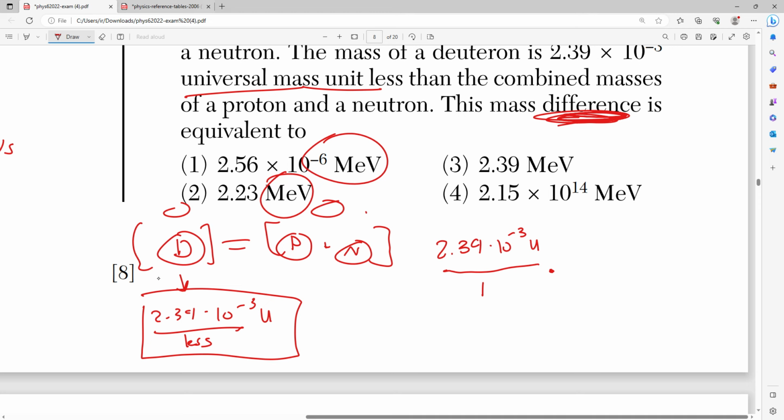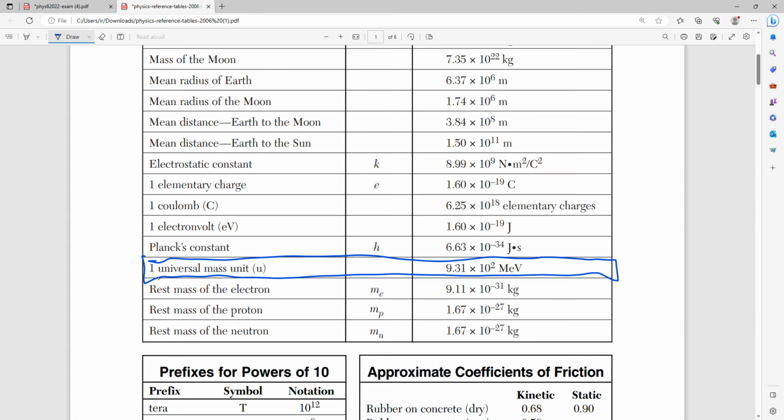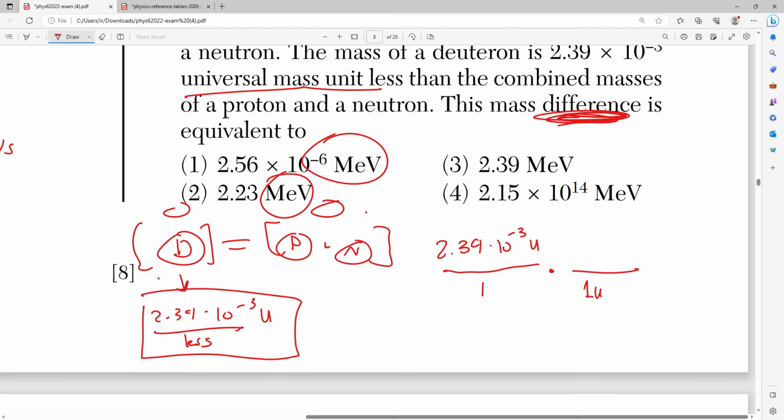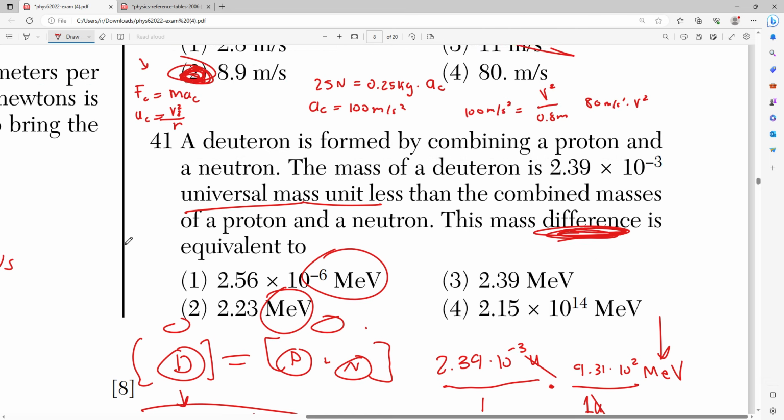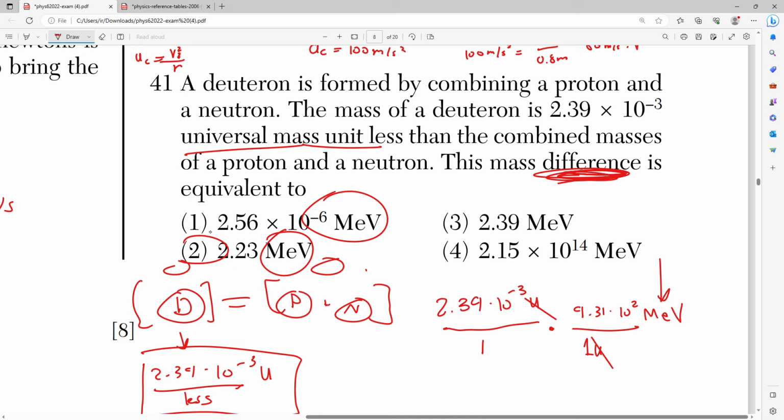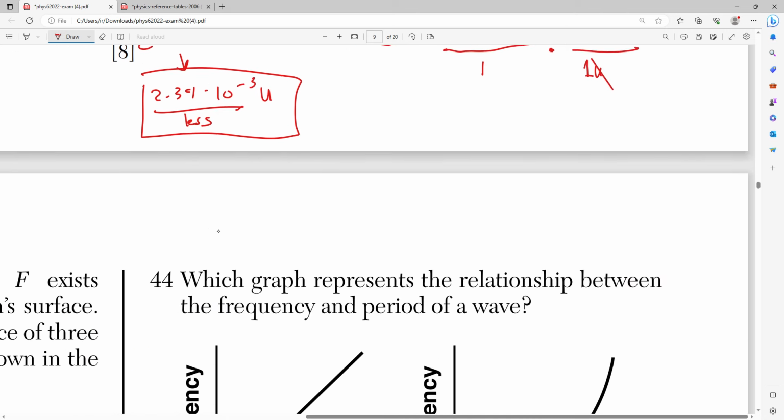Let's set up a proportion. I know that 1 universal mass unit, so I'm going to write 1u, because I want these 2 units to cancel out, is equal to 9.31 times 10 to the power of 2 mega electron volts, MeV. When I multiply these two, the universal mass unit is going to cancel out, and I'm just going to be left with 1 times mega electron volts, which gives me MeV, the format of my answer. And if you actually multiply that together, this is going to give you 2.23 MeV.